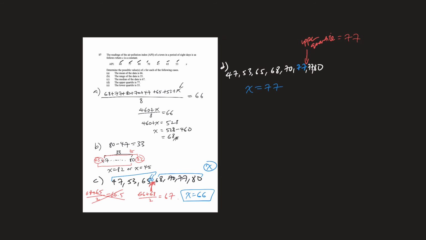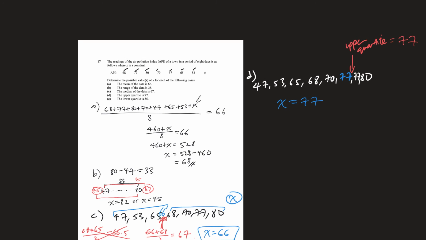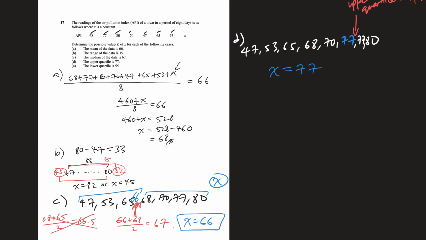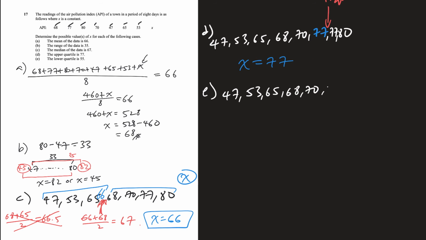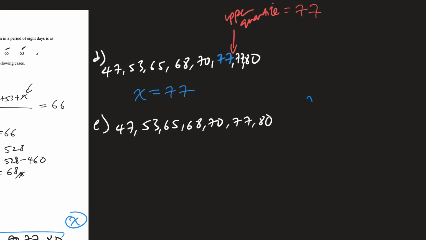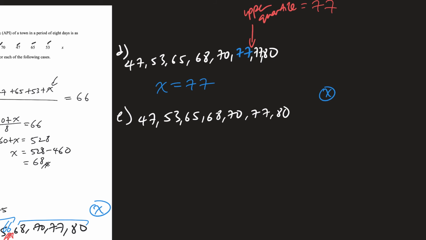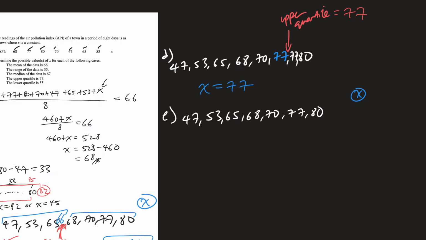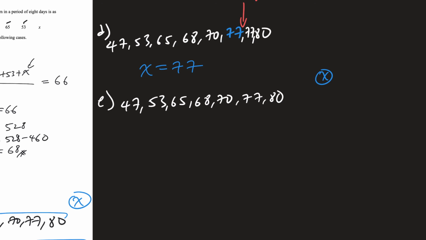Alright, finally let's look at part E. The lower quartile is 55. So let's just construct it again, the whole range of values without x. I'm just going to write x here at the side. We're going to use it later like a chess piece. And then we say that we want the lower quartile to be 55. We want lower quartile to be 55. It's somewhere in between 53 and 65 and wherever x is.